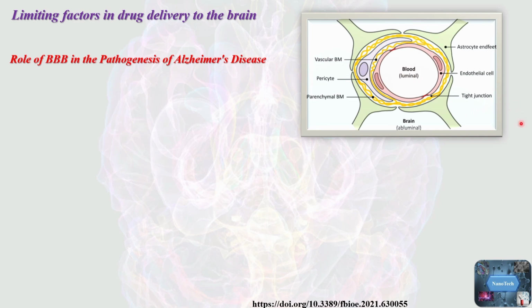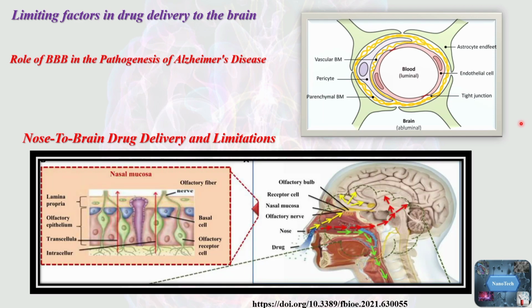Nose-to-brain drug delivery and limitations. Imagine drugs embarking on a journey to the brain, starting from the nasal route. It's like a scenic route, with twists and turns, all leading to the brain's doorstep. This journey begins as drugs move through the respiratory epithelium, aided by the trigeminal and olfactory nerves. Their destination: different parts of the brain, like the frontal cortex and cerebrum.